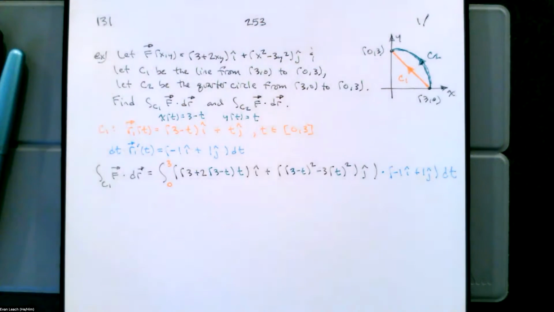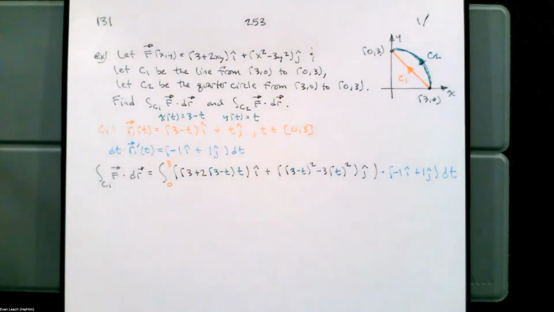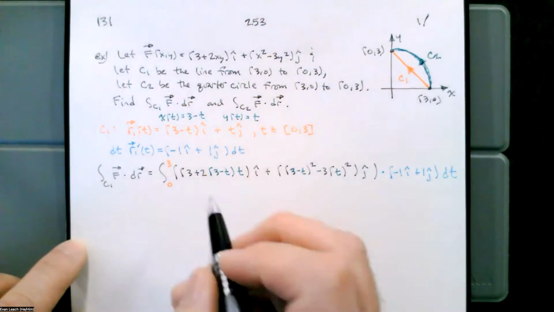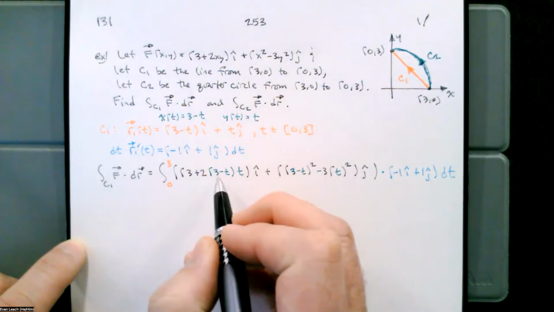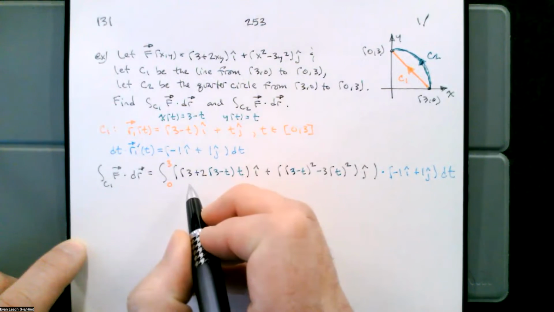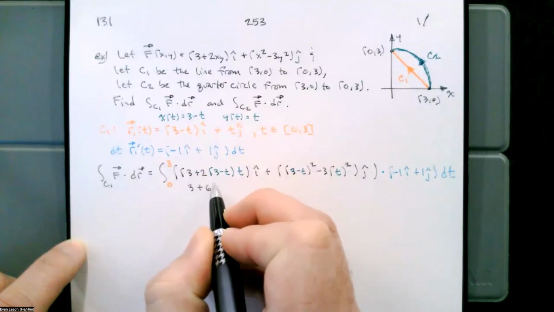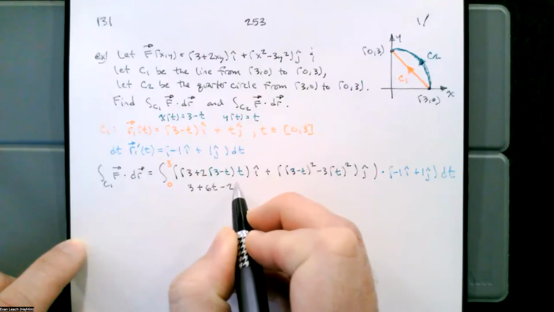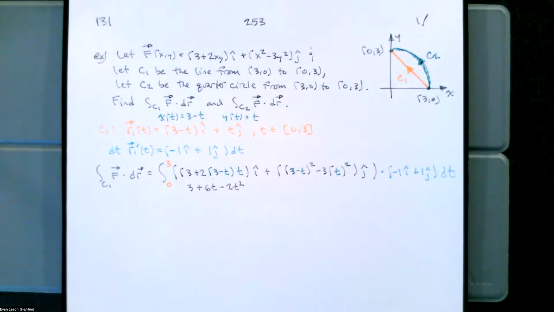Let's simplify this and then find the dot product. So in this first component, I've got 3 plus, this is a 2t, so 6t minus 2t squared. So it's going to be 3 plus 6t minus 2t squared. There's my I component for the vector field.